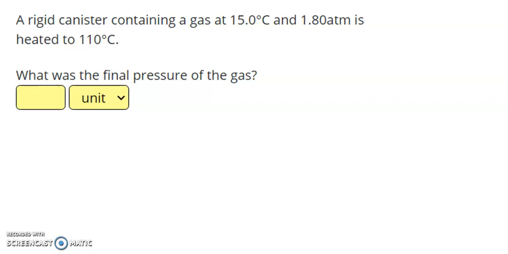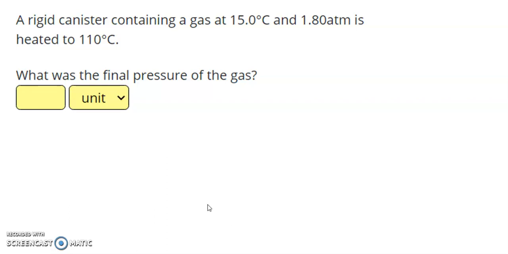This video covers Gay Lussac's problems in the gas laws unit. The first question says, a rigid canister containing a gas at 15 degrees Celsius and 1.8 atmosphere is heated to 110 degrees Celsius. What is the final pressure of the gas?